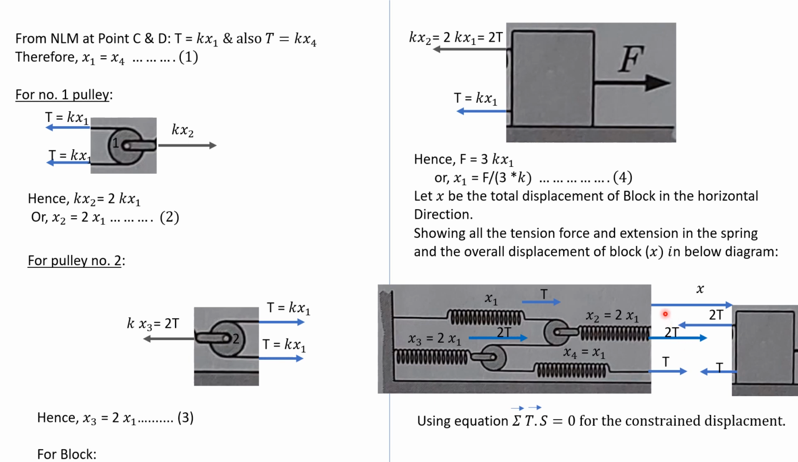X is the total displacement of the block, right? So we will use this equation. Summation of T dot s is equal to 0. This equation is applicable when the motions are constrained. So for the constraint displacements, we can use this equation, T dot s is equal to 0. Work done by the tension force is 0, right, on this system.